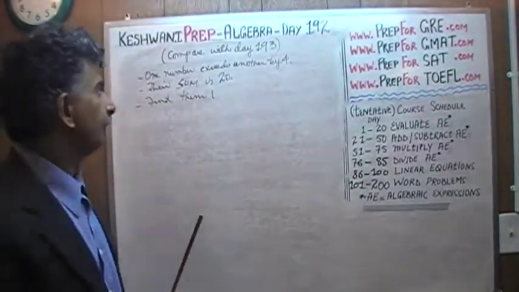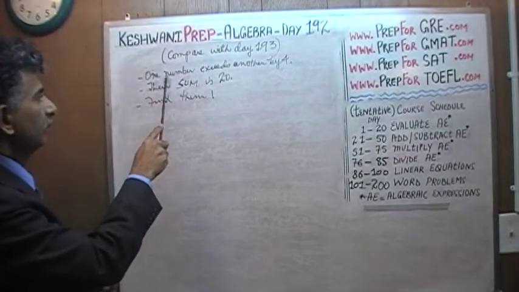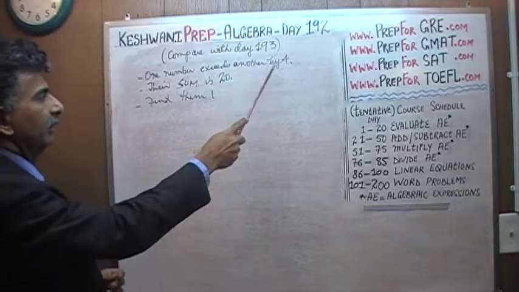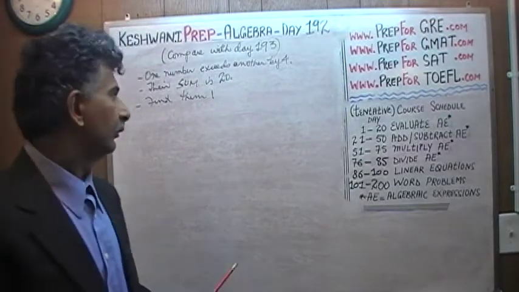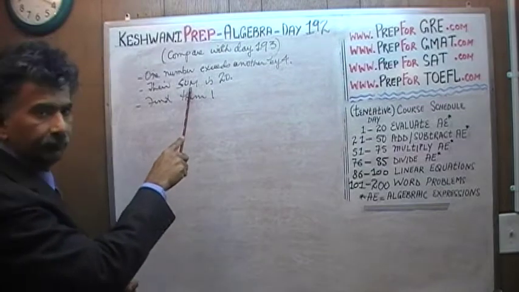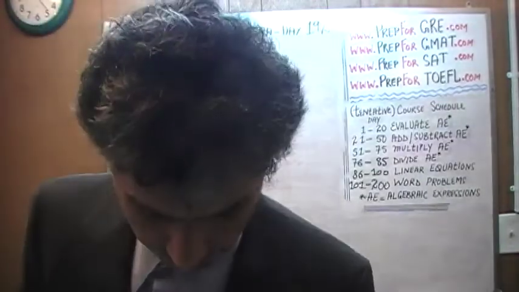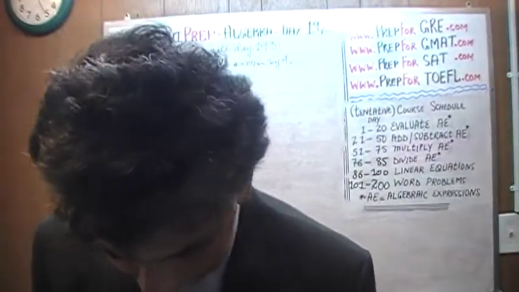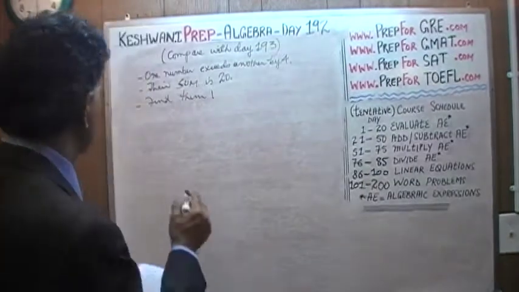Let's read it together. It says one number exceeds another by 4. So we have two numbers apparently, and one exceeds the other by 4. We are told that their sum is 20. Question simply is, what are they? That's all. Pause the video, solve it yourself, and then compare your work, okay? Here's the solution.